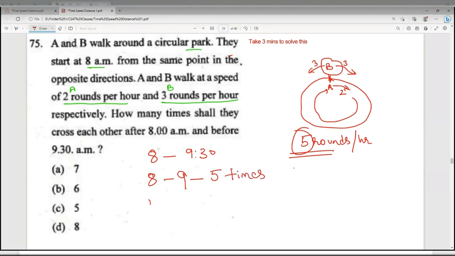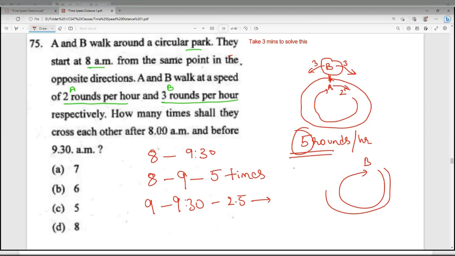And from 9 to 9:30, since this is 5 rounds per hour, he would have taken 2.5 rounds. But what happens is in the first round, he would meet B once. The second round, he would meet B twice. And he would have completed by 9:30 only half the round. So from 9 to 9:30, he would have met B only 2 times. So the total is 5 plus 2, that is 7. So he would have met 7 times.